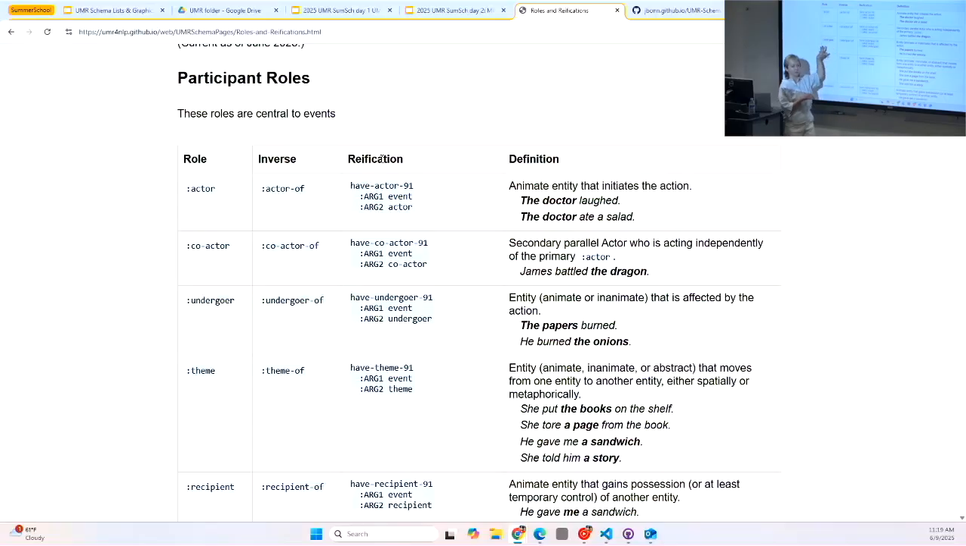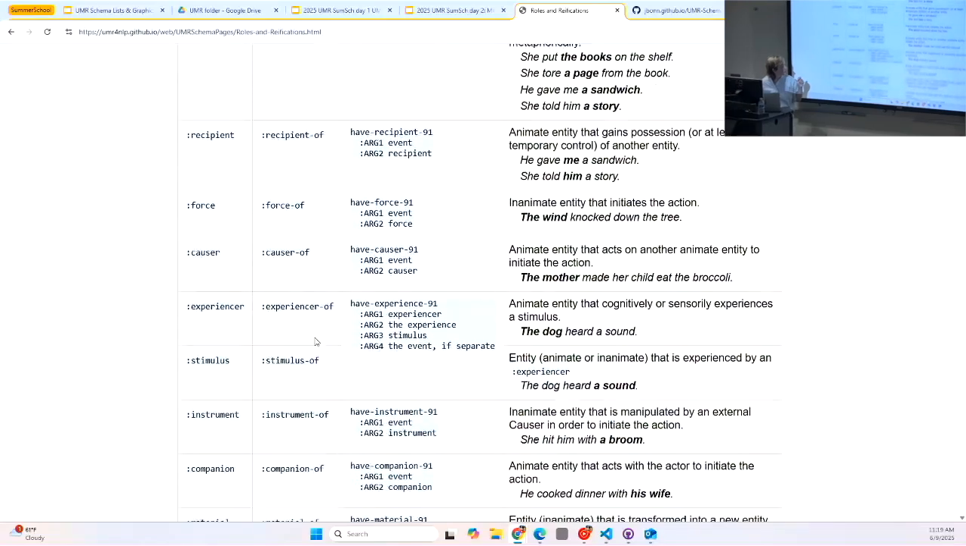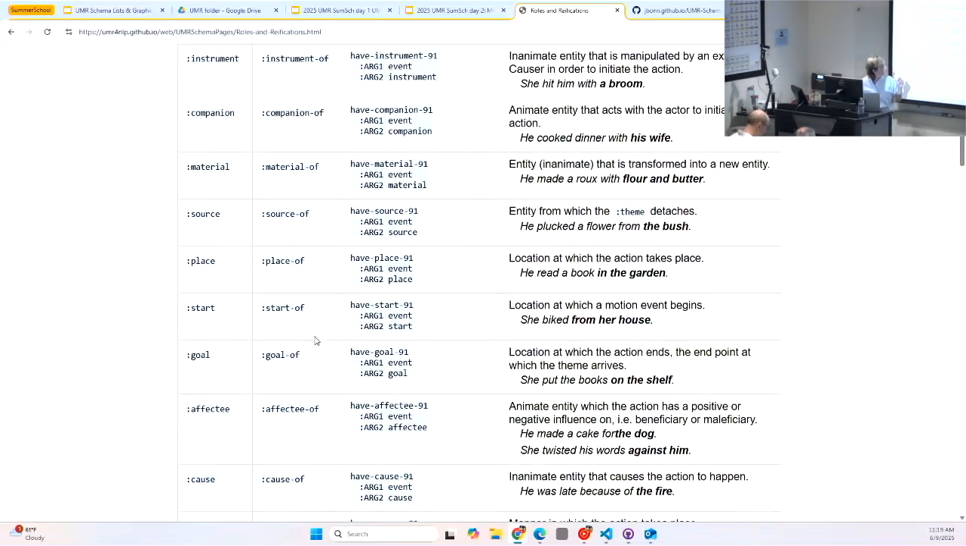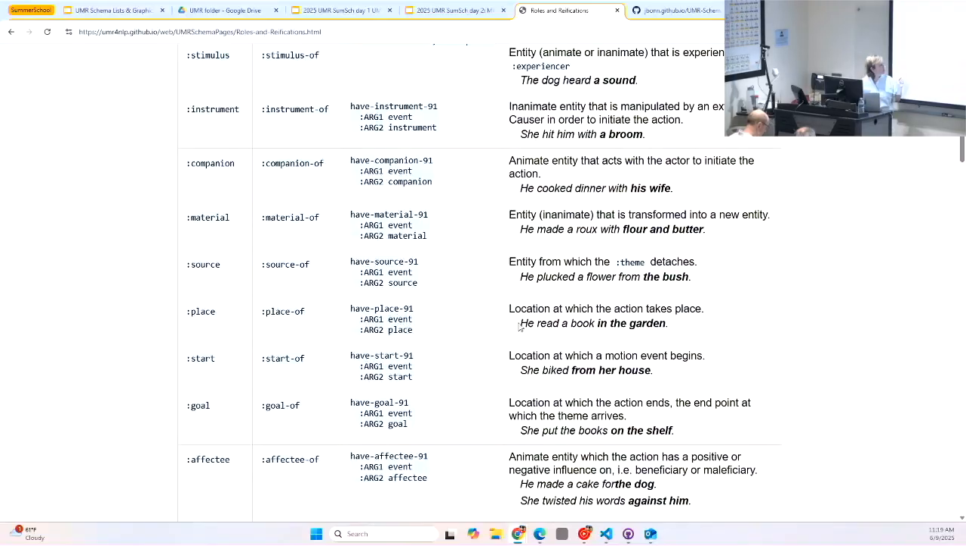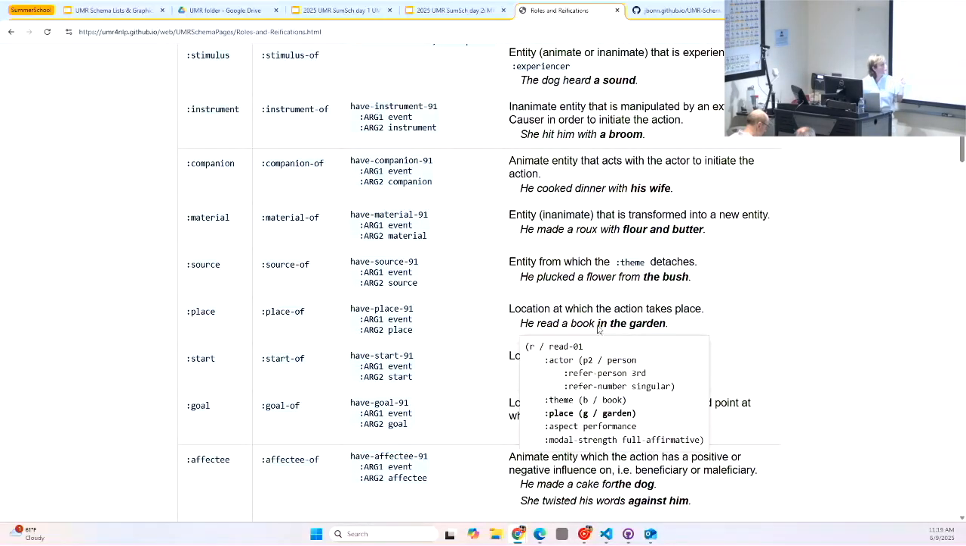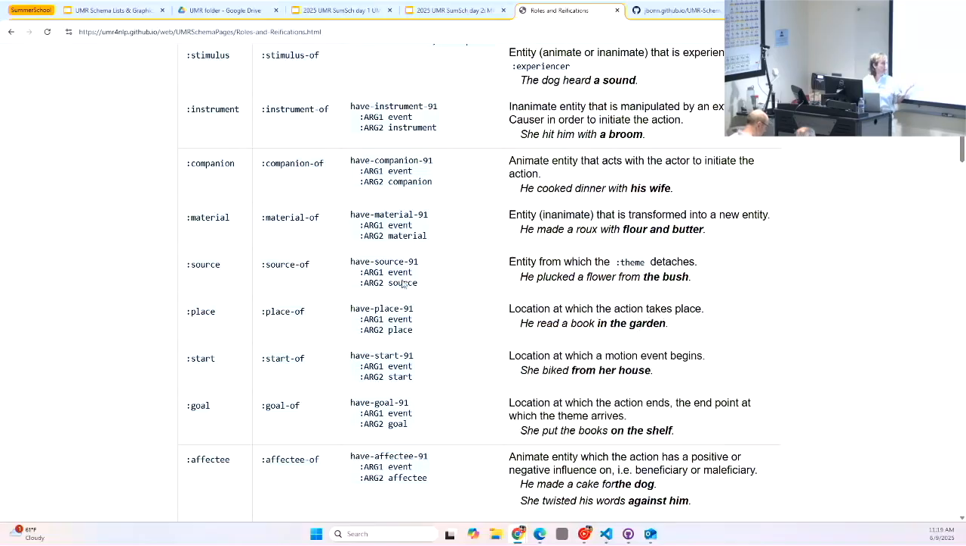It's the same relationship. The reason that you might use a reified role set is that it's actually easier with some of the other roles. Place is a really common one. So, he read a book in the garden. This in the garden phrase is just an adverbial modifier. You probably wouldn't use have-place as the top node there. But if your sentence was, he was in the garden, then the place relationship is actually what's being predicated there. So in that case, you would want to use have-place.